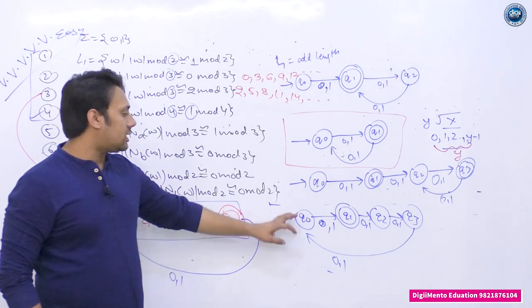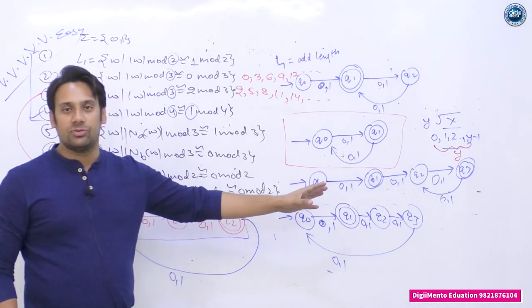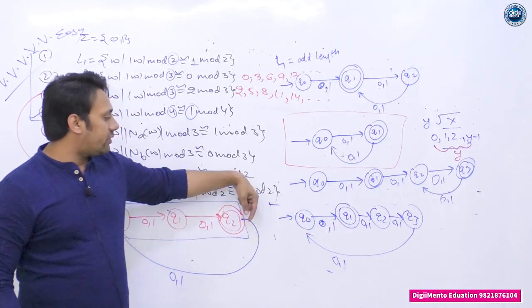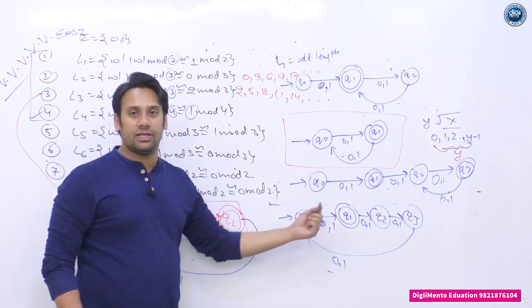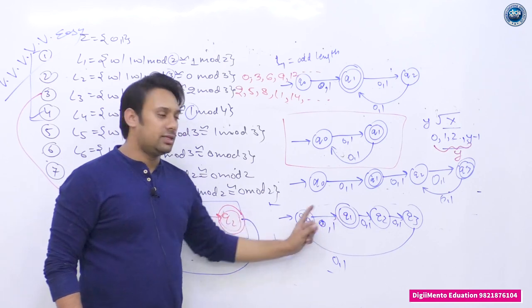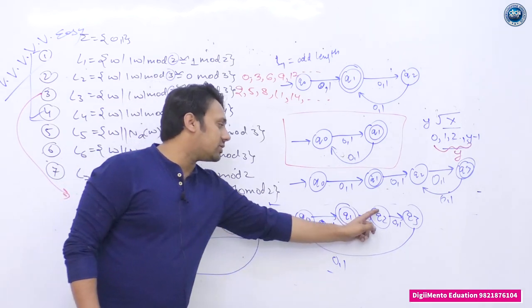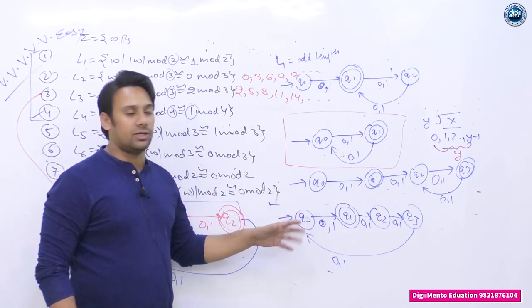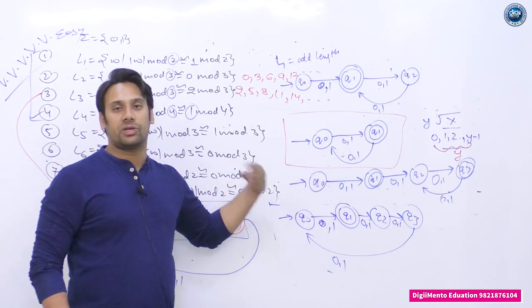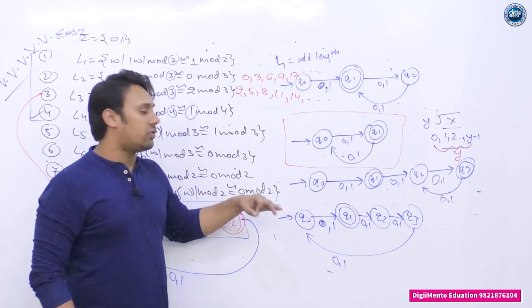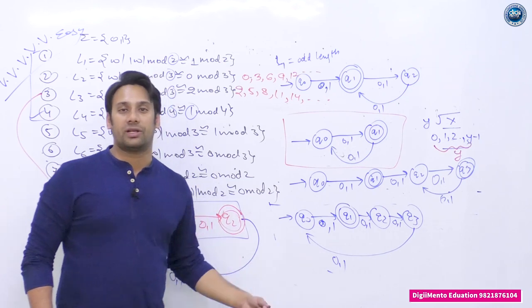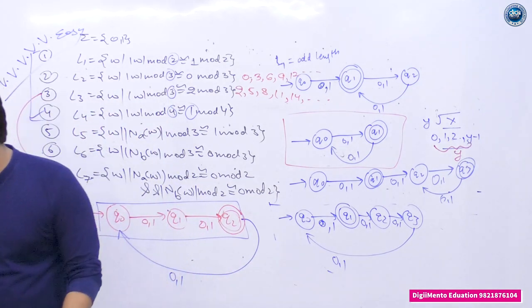Then from the remaining states we assumed one to be representing remainder 1, so we made that remainder 1. Now what we have to do is just fill out the length. So this is length 0, this is length 1, this is length 2, this is length 3, this is length 4, and so on. Naming does not matter. You can name any state Q1, you can name any state Q4. All that matters is the shape of the diagram and the transitions you have given. I'll show you one more example, then you will understand.